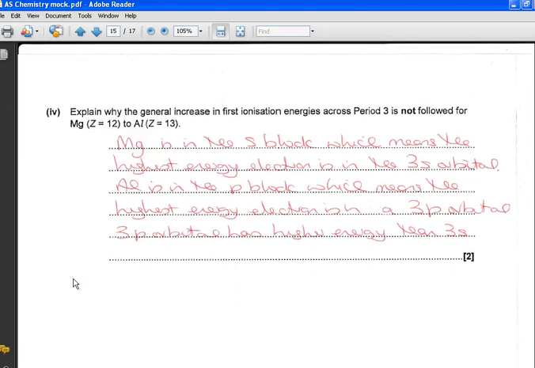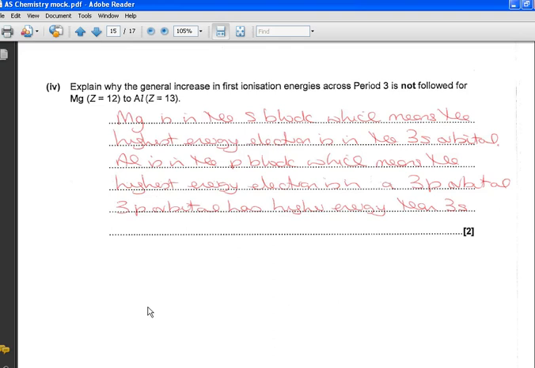Why does the general increase in first ionization energies across period 3 not be followed by magnesium and aluminium? And this is down to orbitals. Magnesium is S block, aluminium is P block, and therefore the electron is in a higher energy orbital for aluminium.